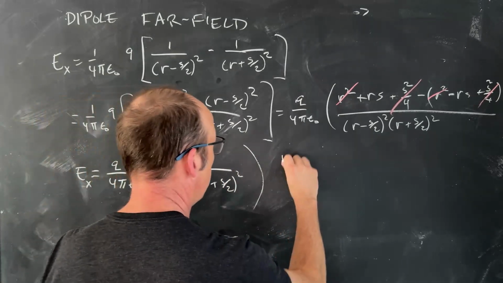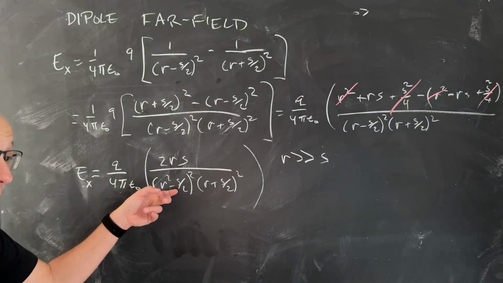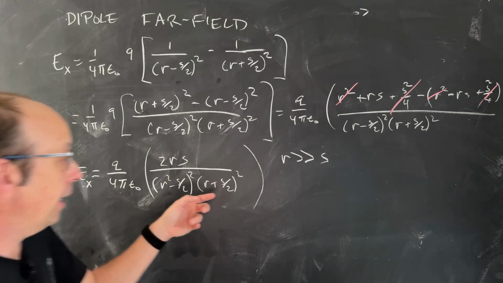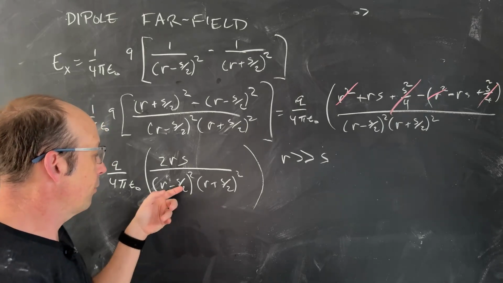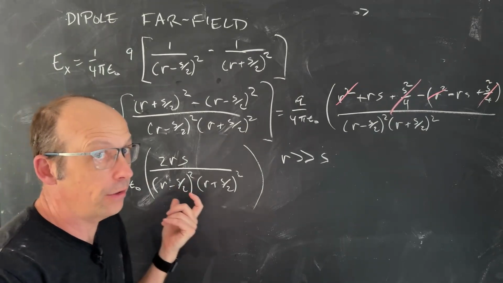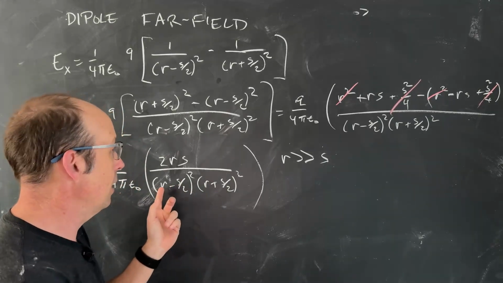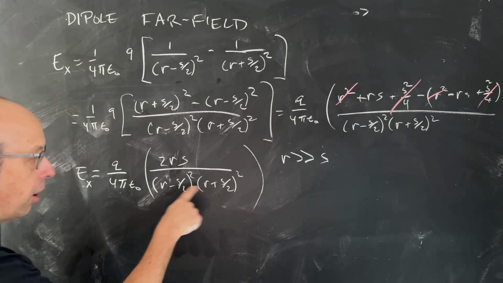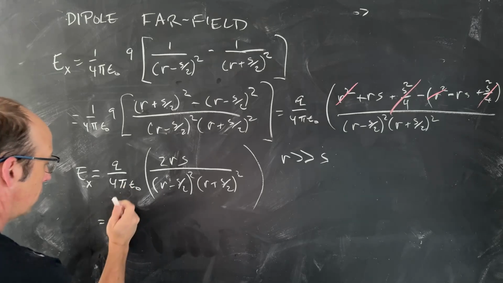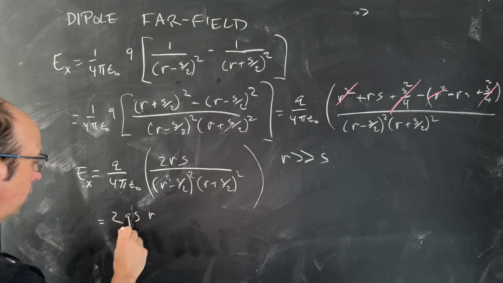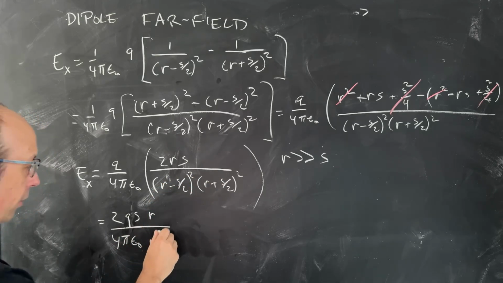Now, let's assume that r is much greater than s. So if r is much greater than s, here I'm adding a little bit of s and squaring it, and then I'm subtracting a little bit, and then I'm adding a little bit, but I'm squaring those and multiplying them together. So this s term is really, really small in here. So we can just assume this is just going to be r, and that's just going to be r. So now I get 2q sr over 4 pi epsilon naught r squared, r to the 4th.